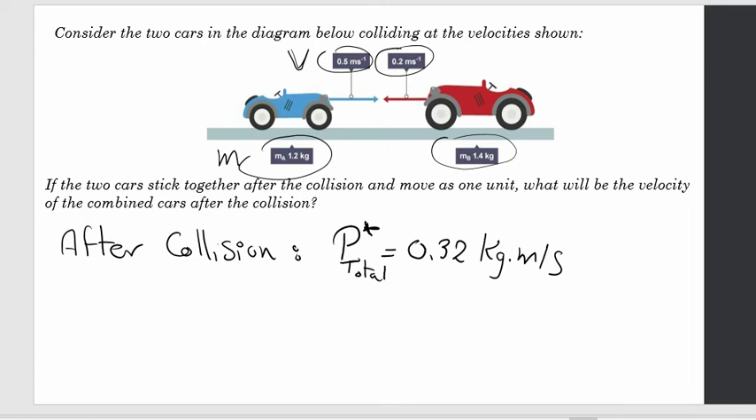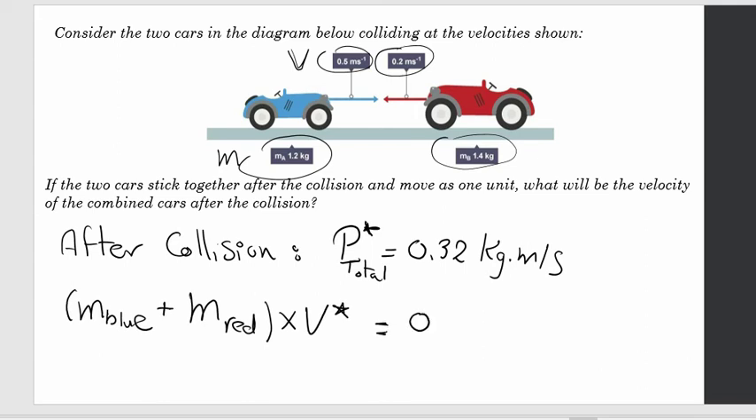And the question says that there will be no two momenta after the collision because the two cars actually stuck together. So both cars have become one, as if it's one body or one unit moving together. So now all we're going to do is say that the total momentum after the collision is going to equal both masses of the cars, M of the blue car plus M of the red car, the total mass of the two cars, multiplied by the velocity after the collision. This all is going to equal 0.32, which is the same momentum as before the collision.